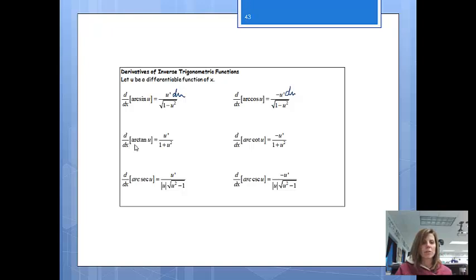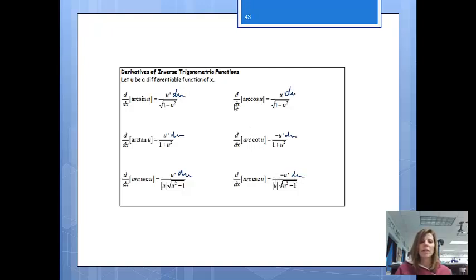Okay, the next one is the derivative of arc tangent. That's just equal to u prime, or du, over 1 plus u squared. And the derivative of arc cotangent is negative u prime, or du, over 1 plus u squared. And then we have the derivative of the arc secant. That will be u prime, or du, over the absolute value of u times the square root of u squared minus 1. And then the arc cosecant formula is very similar.